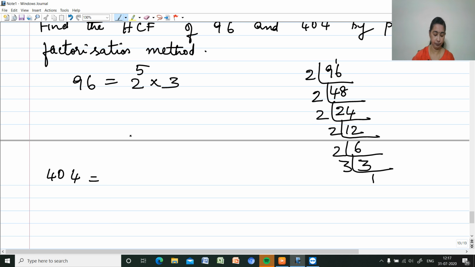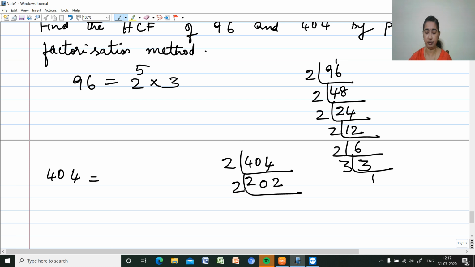404 we have to find out by prime factorization itself. So 404, I am factorizing. 2 times 2 is 404... again factorizing, you are getting 101. We cannot divide 101 using 2. 101 is a prime number. So we have to stop there and we can write this as 2 square into 101. So 404 can be written as 2 square into 101.